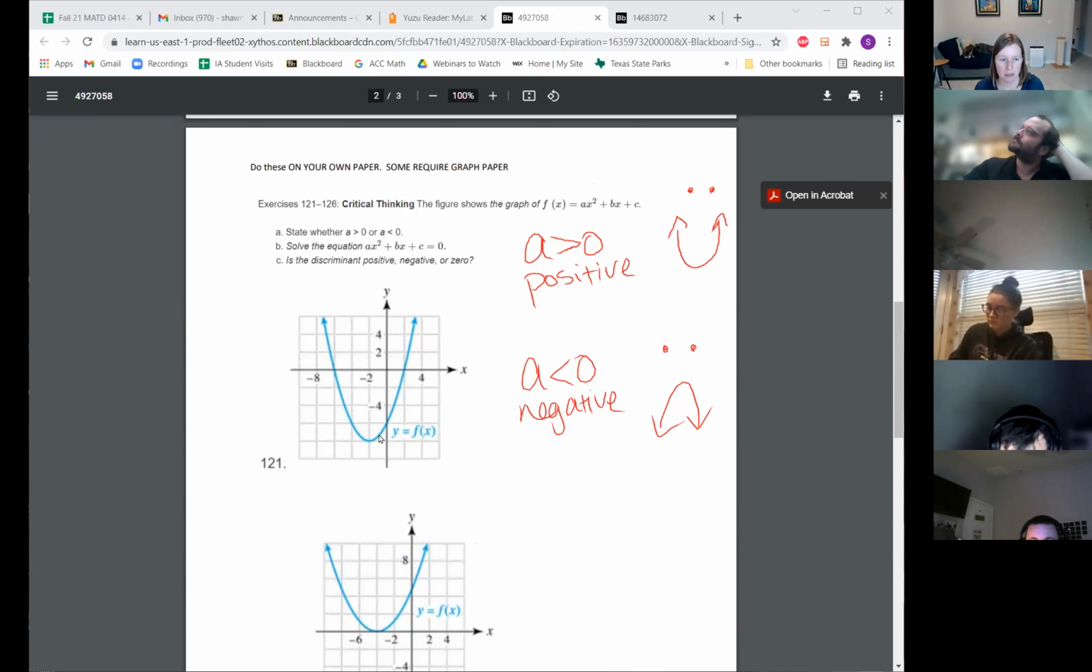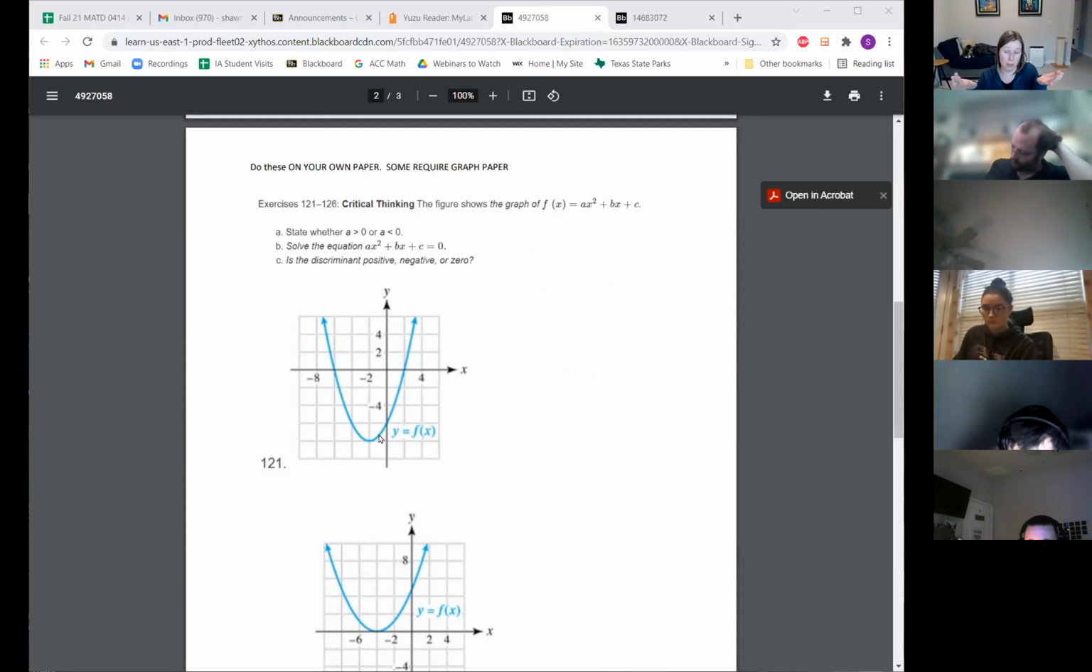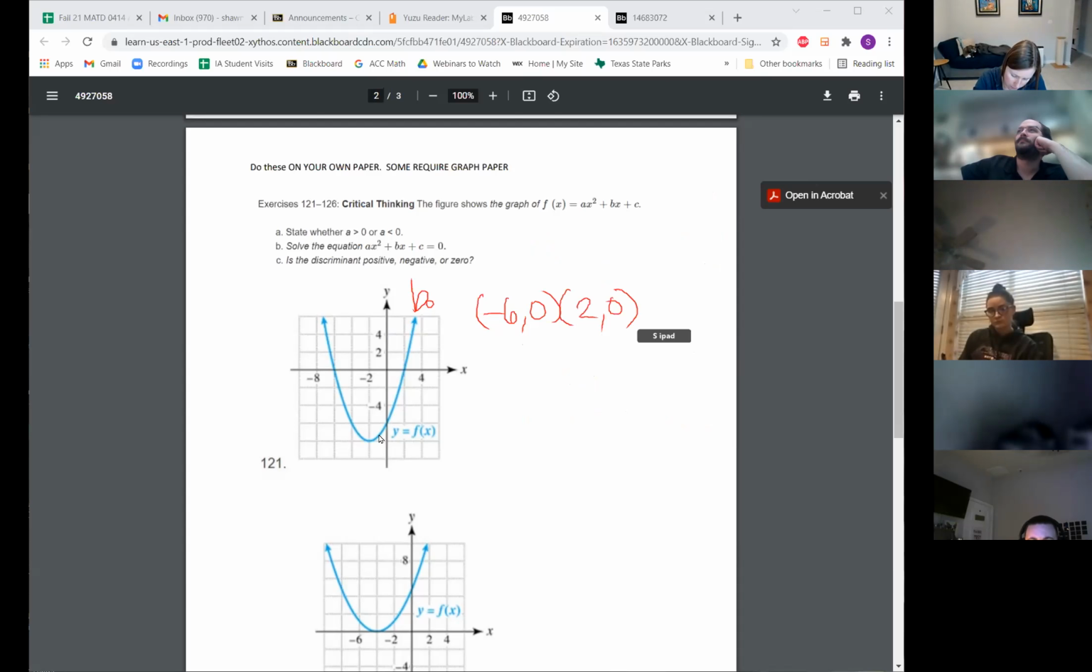Okay. Solve the equation, part B. That's just asking for the intercepts. So let's do 121. Now we don't have an equation this time, so we are going to have to use the graph to estimate. So somebody shout out, what are the x-intercepts for 121? We're doing part B. Negative 6, 0 and 2, 0. Okay, and then what's the y-intercept? 0, negative 6. Yep, awesome, done. Because there is no equation, we can't do what we did previously where we actually factored and solved. On these, there's no equation.